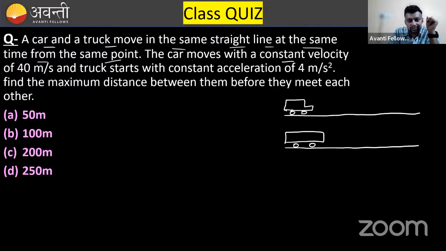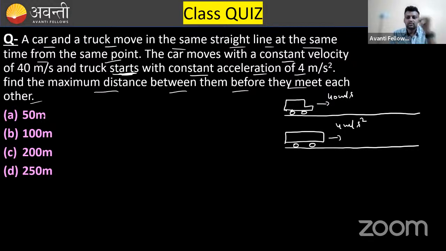Now the car moves with a constant velocity of 40 meter per second, and the truck starts, which means initial velocity is 0, with constant acceleration 4 meter per second square. Find the maximum distance between them before they meet each other. In the previous question, they were asking when they will meet each other. Now they are asking the maximum separation between them.